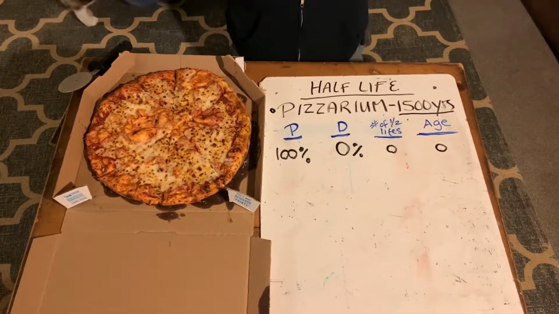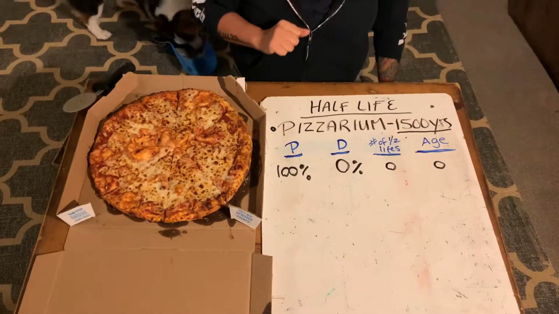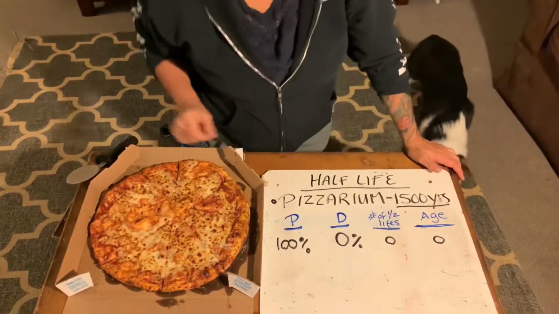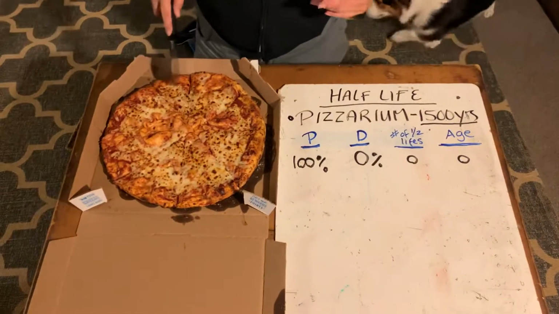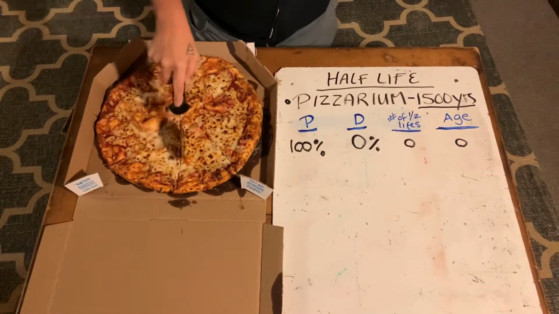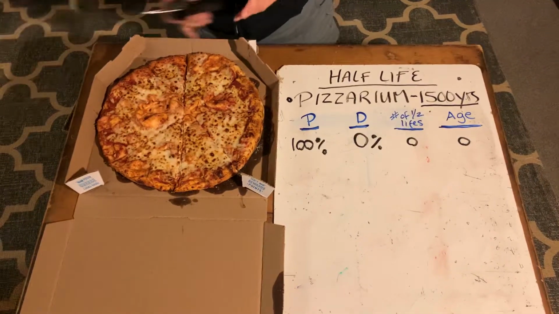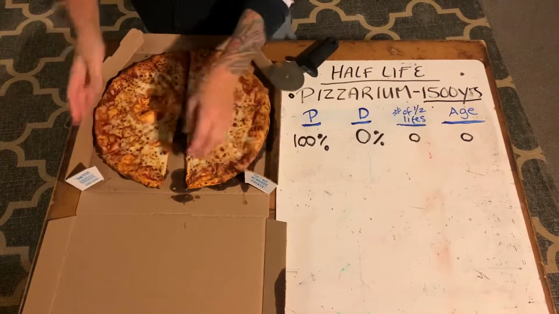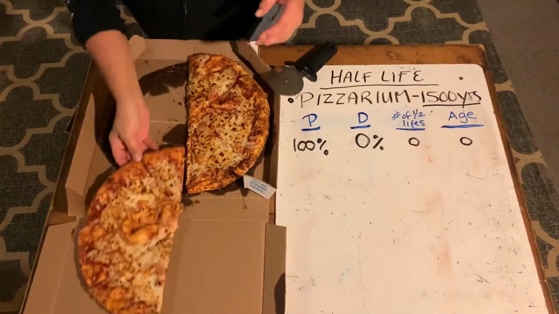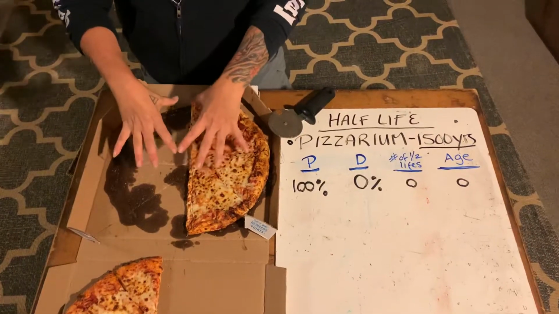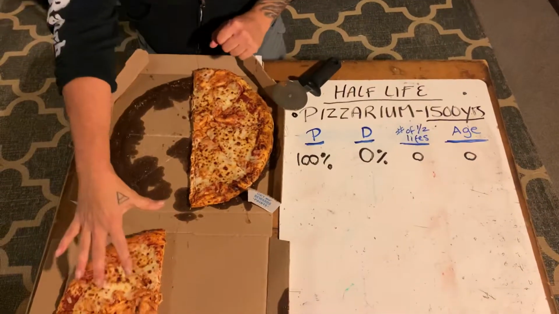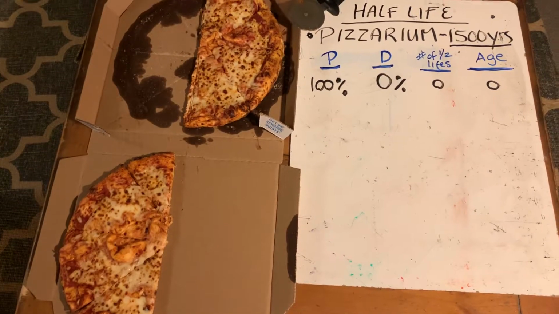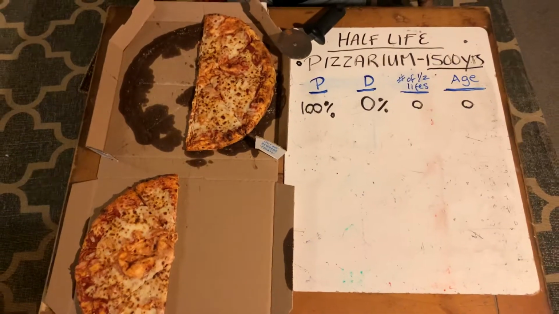So we're going to fast forward 1,500 years. And so what does pizzarium look like after 1,500 years? Well, it's already cut for me, but I'm going to pretend. So we have lost half of pizzarium. Now, this is the parent side of the box. This is the daughter side of the box. We are left with 50% of the parent, which is pizzarium.